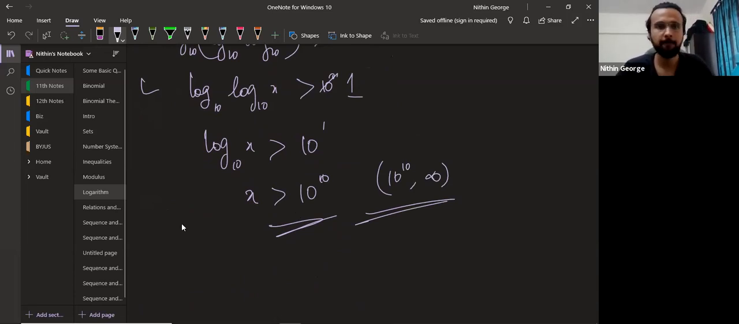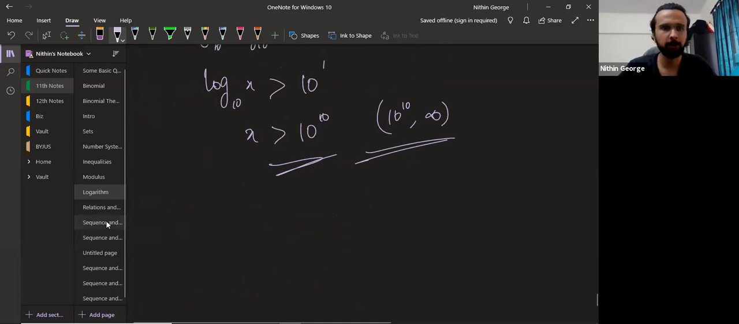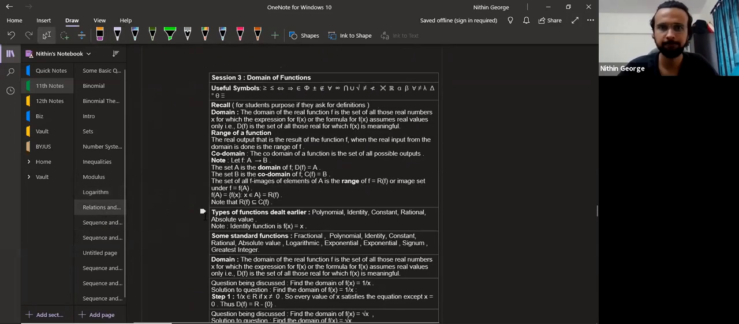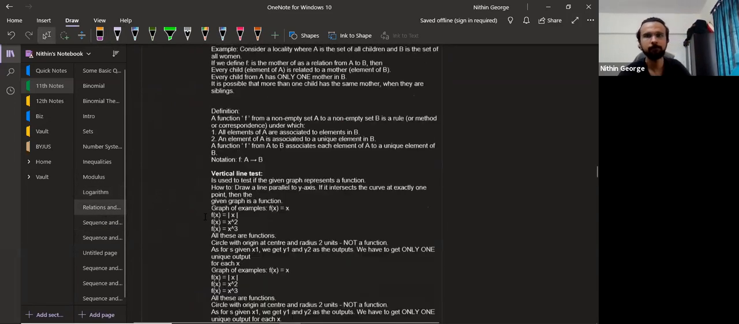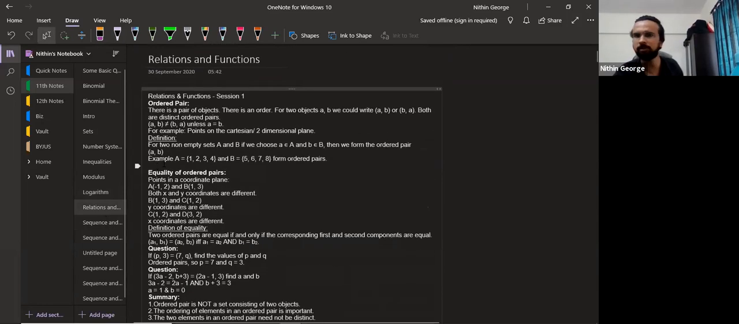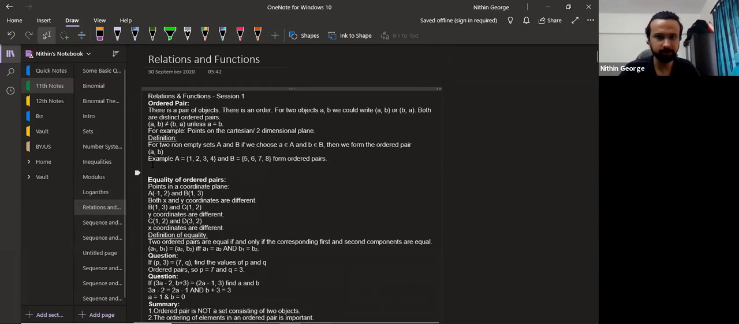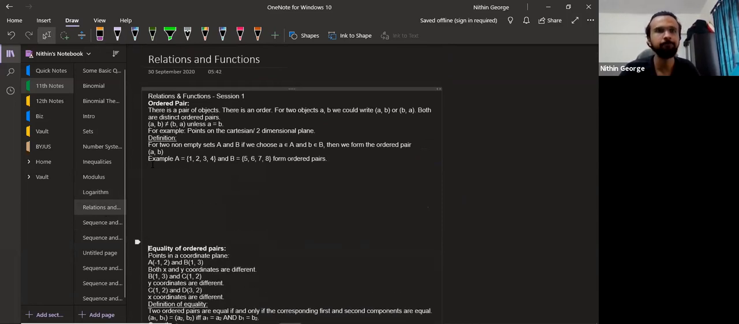Now, that's about logarithms. Let's move on to relations and functions. There are a lot of notes, but just for your reference, I'll give you a PDF.